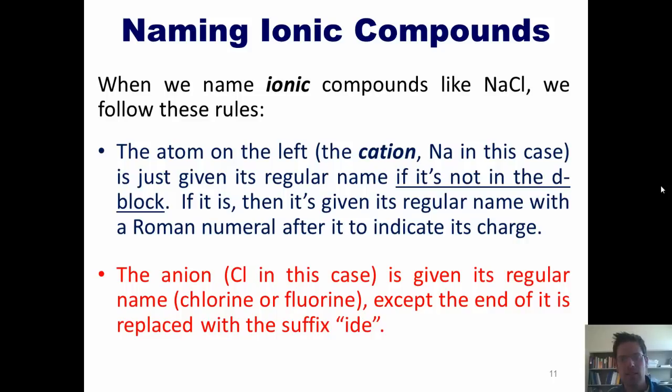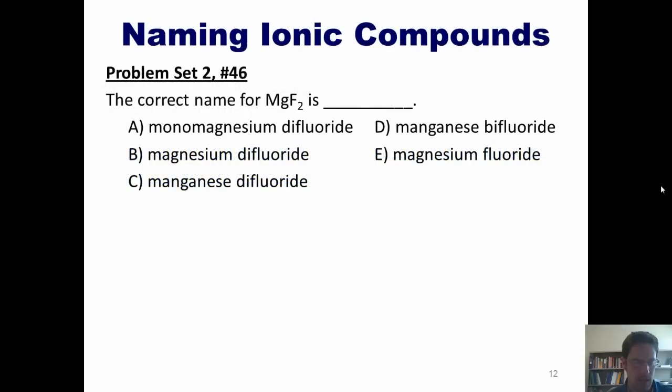The anion, Cl in this case, is given its regular name, chlorine or fluorine, except at the end of it it's replaced with the suffix "ide", so in this case it's chloride. So this molecule will be called sodium chloride. Which brings us to some gnarly problems. The correct name for MgF2 is what?